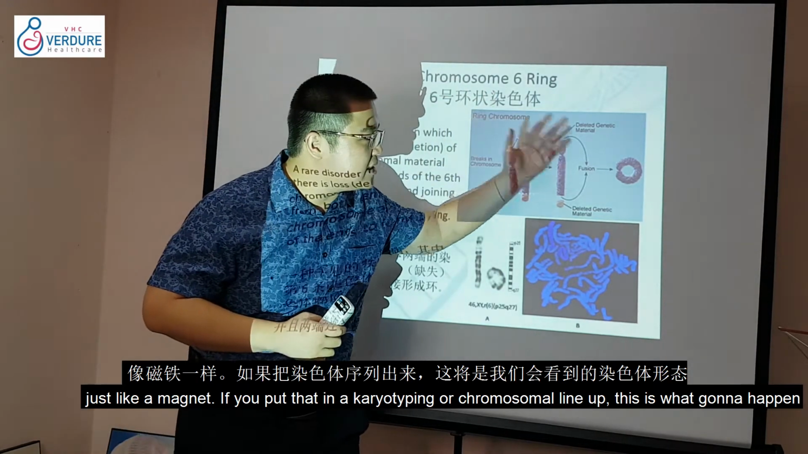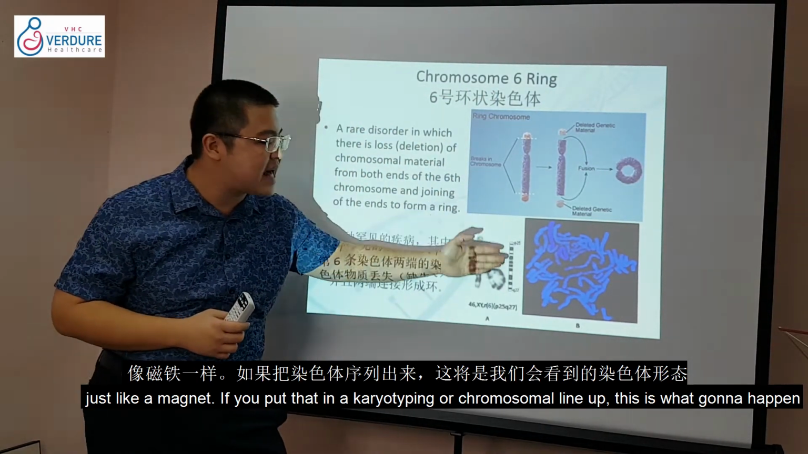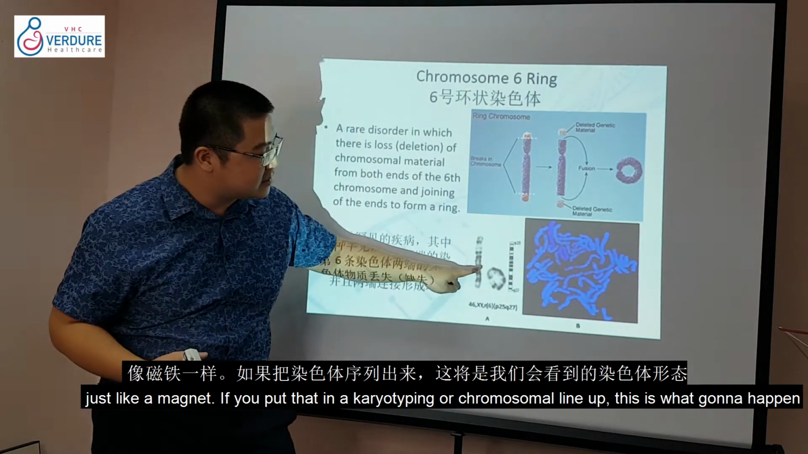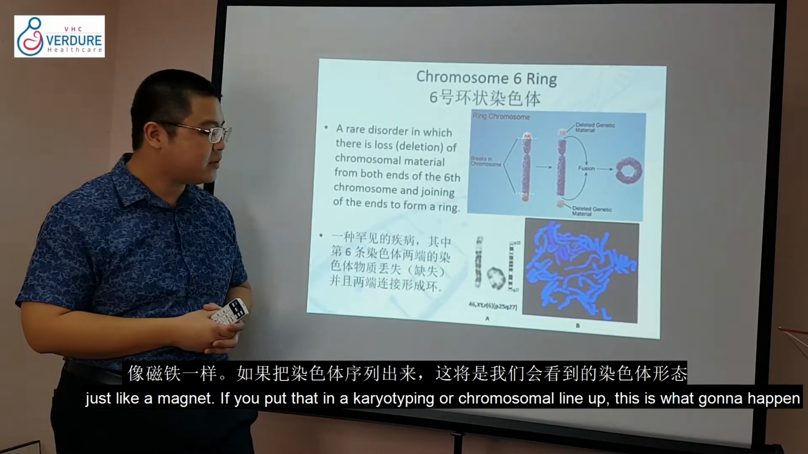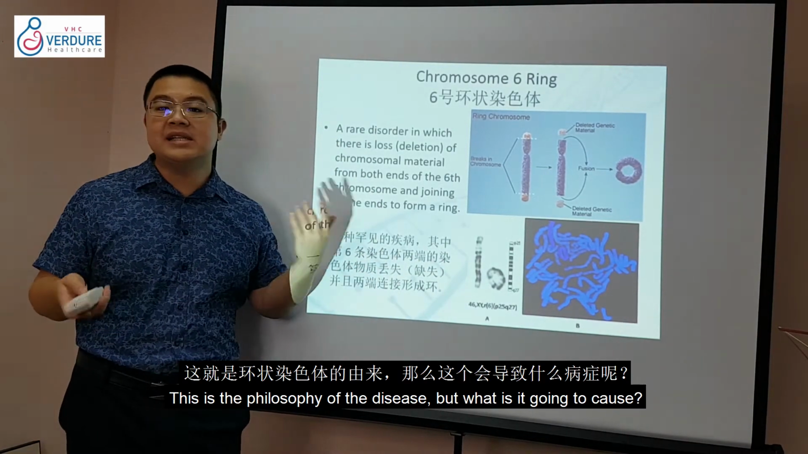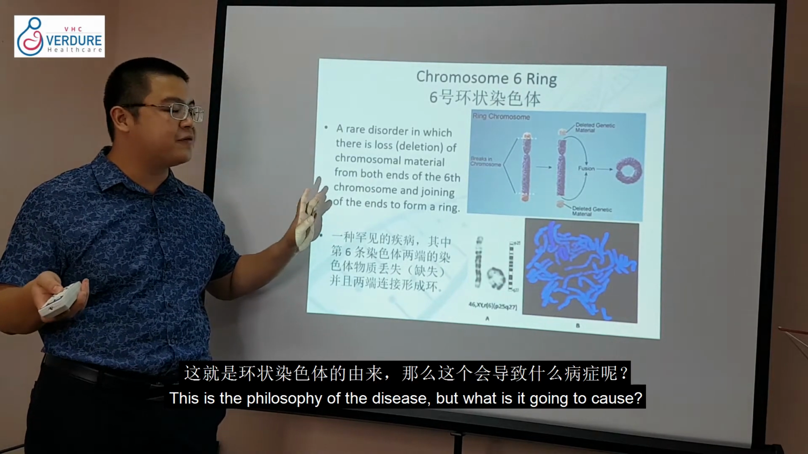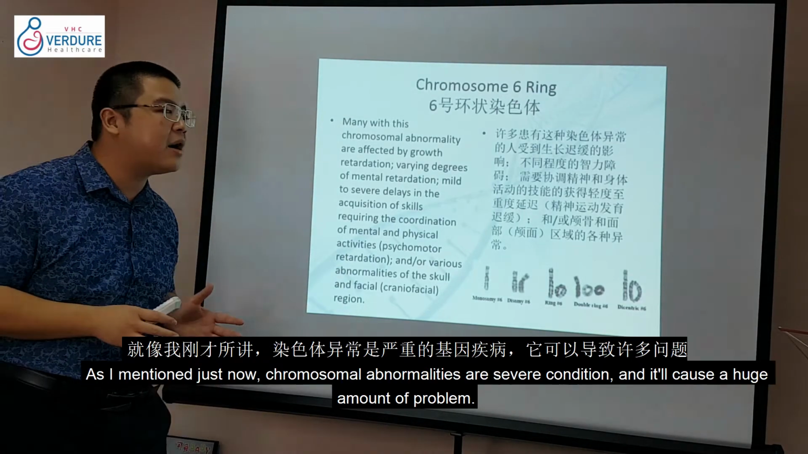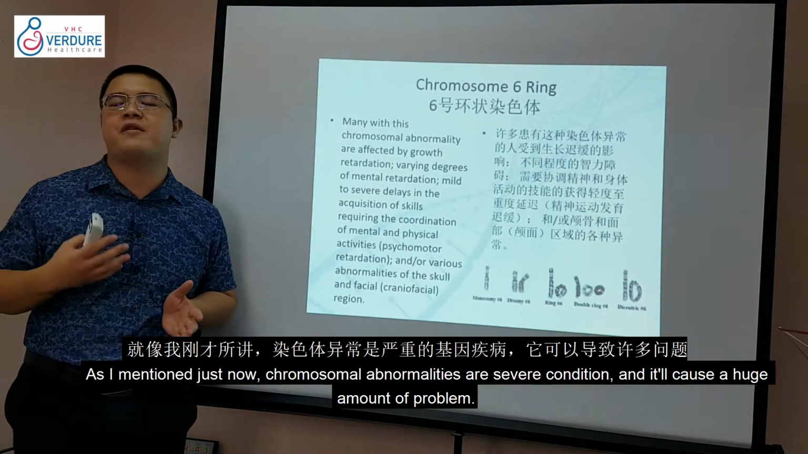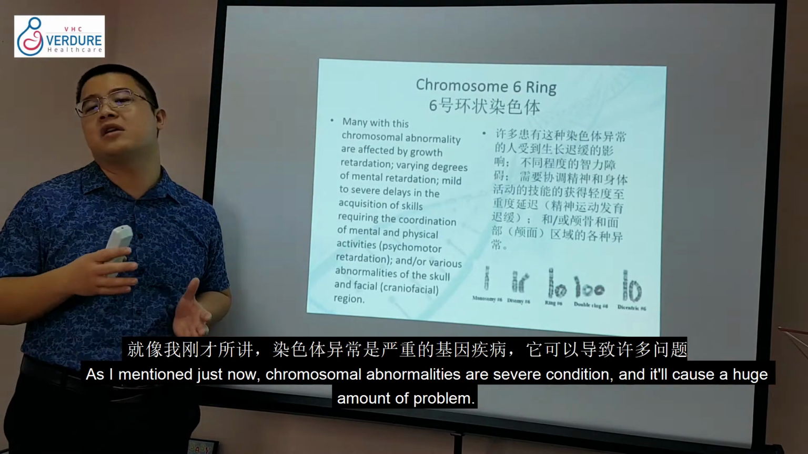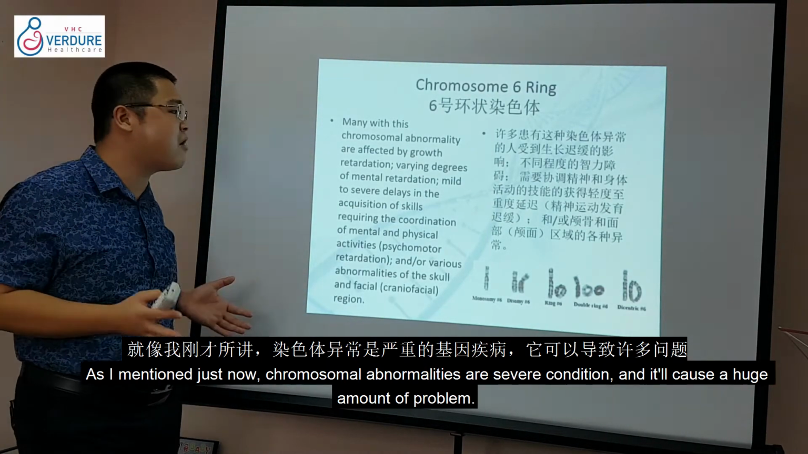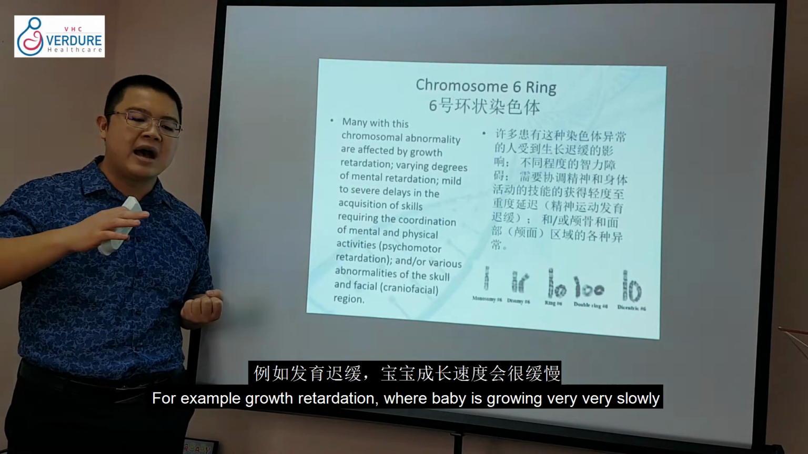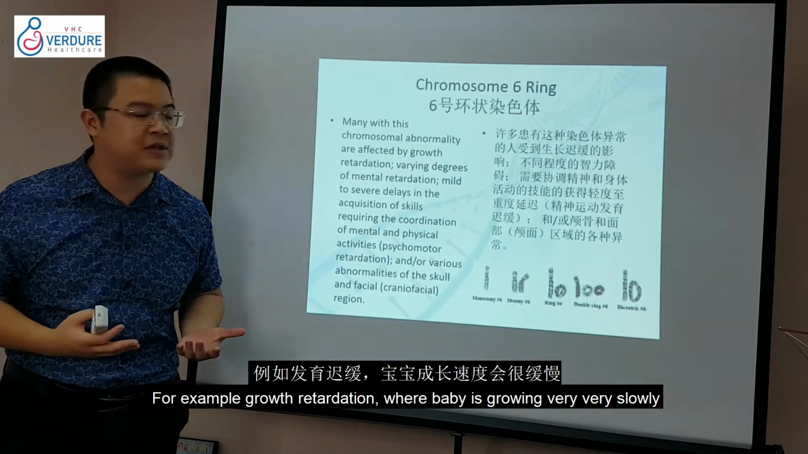So this is a ring chromosome, and if you put that in a chromosomal lineup, it's called karyotyping. As you can see, this is what's going to happen. Okay, so this is pretty much the philosophy of this disease, but what is it going to cause? As mentioned just now, chromosomal abnormalities very often will be very severe and are going to cause a huge amount of problems. For example, growth retardation. Retardation meaning to say the baby is growing very, very slowly.